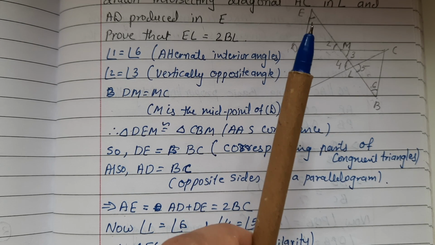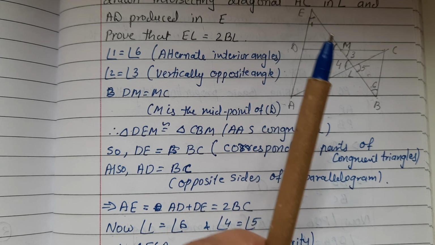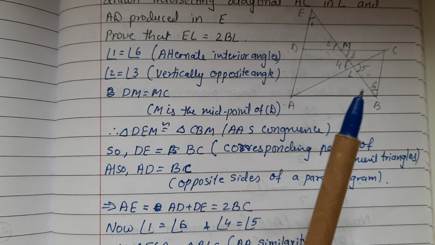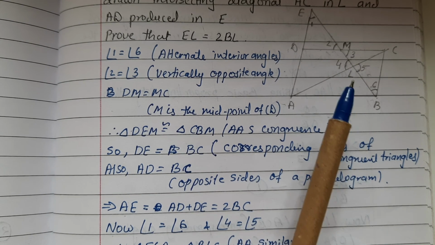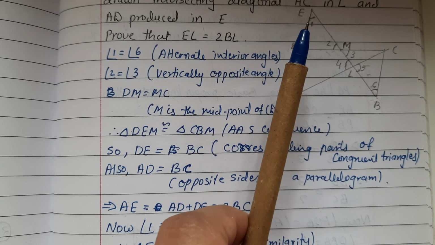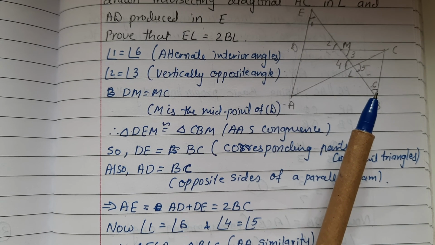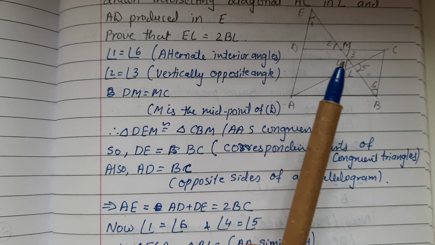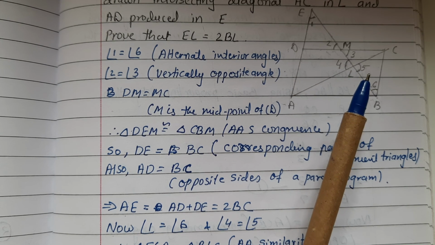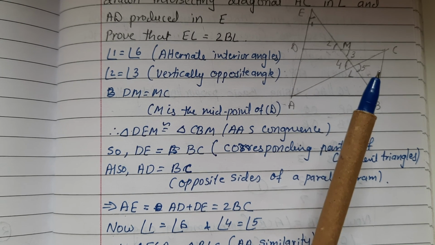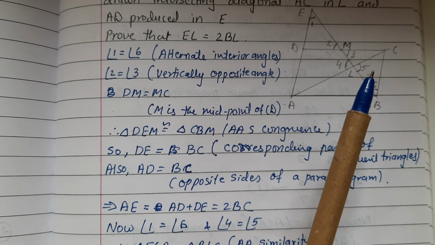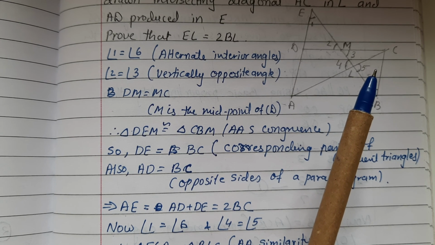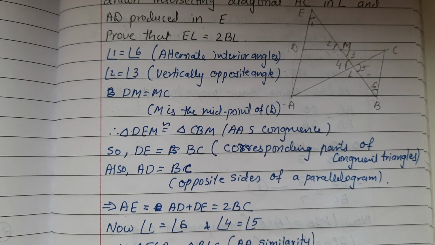Now, in triangle DLA and triangle BLC, angle 1 is equal to angle 6, alternate interior angles. Angle 4 is equal to angle 5, vertically opposite angles. Therefore, these two triangles are similar by AA test of similarity, and therefore sides are proportional.